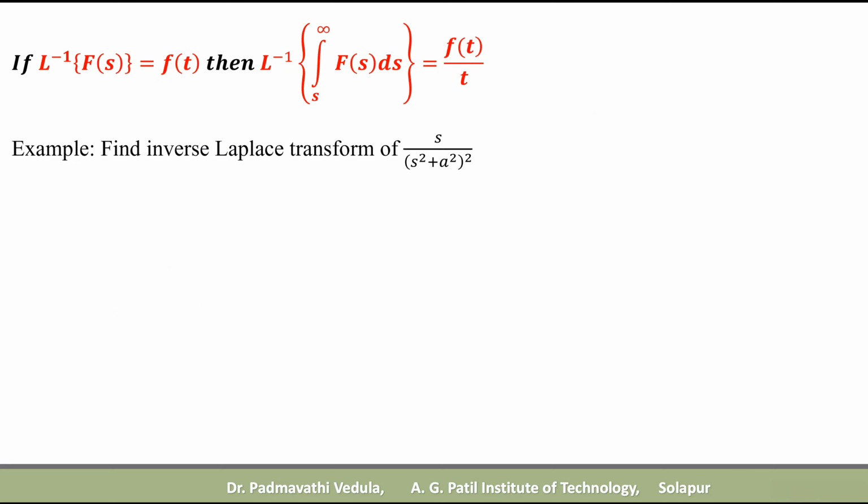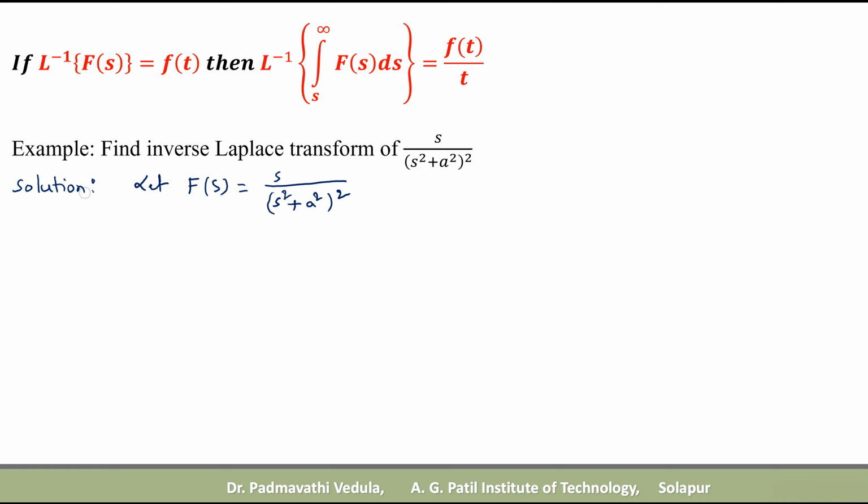First one is, if L inverse of F of s equals f of t, then L inverse of integral s to infinity F of s ds equals f of t by t. This is the inverse Laplace transform of integration of F of s. So using this property, let us solve this example. Here, first consider the given function as F of s. So here, let F of s equal s by (s square plus a square) whole square.